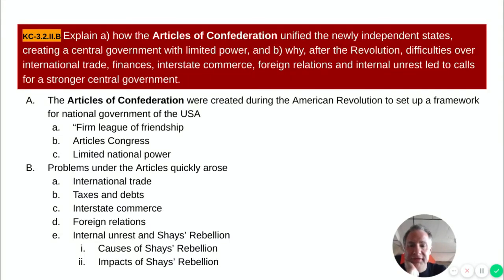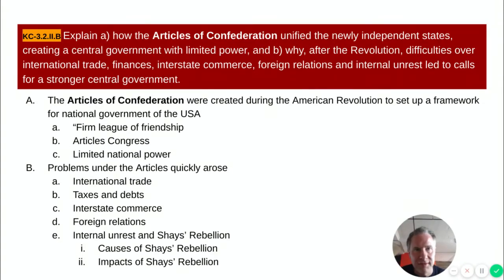The final problem was the biggest problem, and that was the problem of internal unrest and Shays' Rebellion. What was happening in states was a lot of the farmers who had loaned the Second Continental Congress money to fight the revolution now needed that money back to pay their mortgages, to run their farms. And when the Articles Congress couldn't pay it back, those farmers were left with that debt. And in the state of Massachusetts, the wealthy bankers began foreclosing on their farms and taking away their livelihoods.